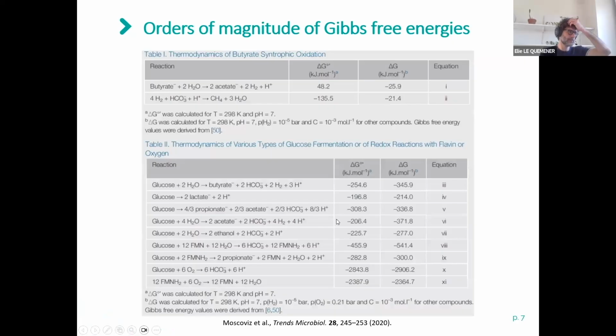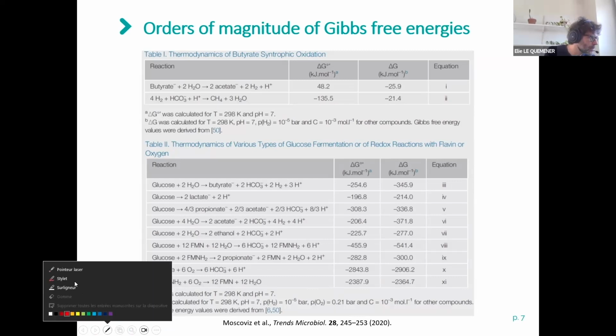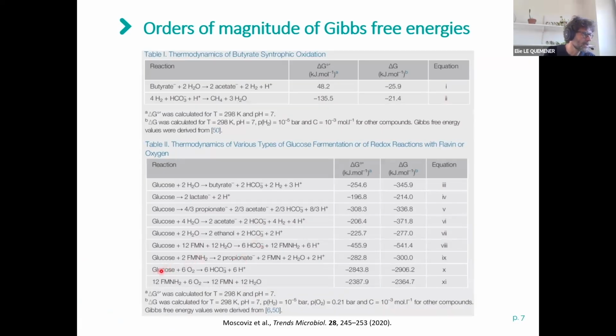Okay, and now that you remember how to do that, I just want to show you the order of magnitude of different Gibbs free energies for different biological reactions. You have here a table from one of our papers where you have different energies for different reactions. For example, here at the bottom, you have glucose plus oxygen gives HCO3 minus and 6 H plus, and you have this value for the delta G standard prime, and delta G.